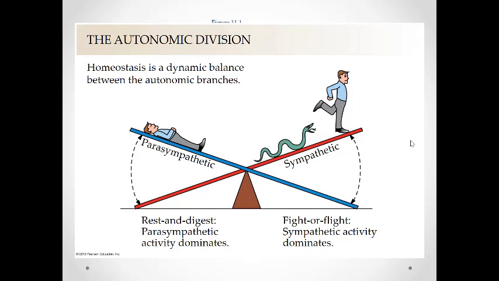There are two states. One state is parasympathetic, and one state is sympathetic. So parasympathetic is kind of like when you're at your most relaxed. So when you're sleeping, when there's not a stimulus around you, you're just kind of resting and digesting. So maybe you're just sitting on the couch in the evening watching TV after you ate supper. That's kind of when you're in your parasympathetic state.